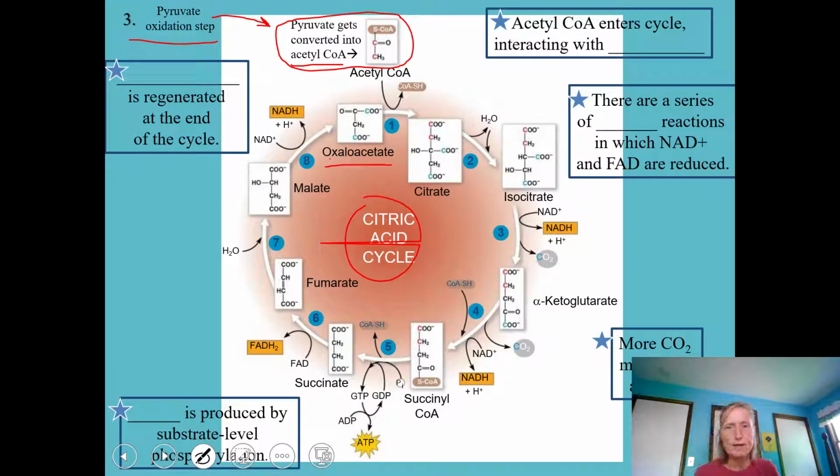So in step 1, it looks like acetyl-CoA enters the cycle by reacting with oxaloacetate. So you're going to want to fill in oxaloacetate. Okay? Each one of these steps is going to require an enzyme, that's for sure. Okay, now what happens next?